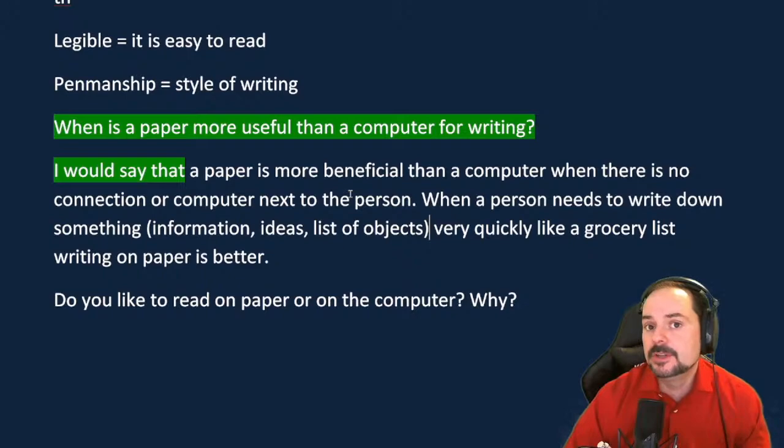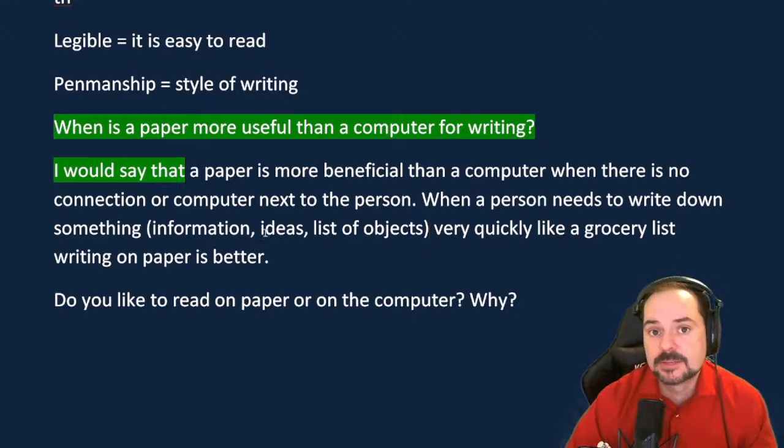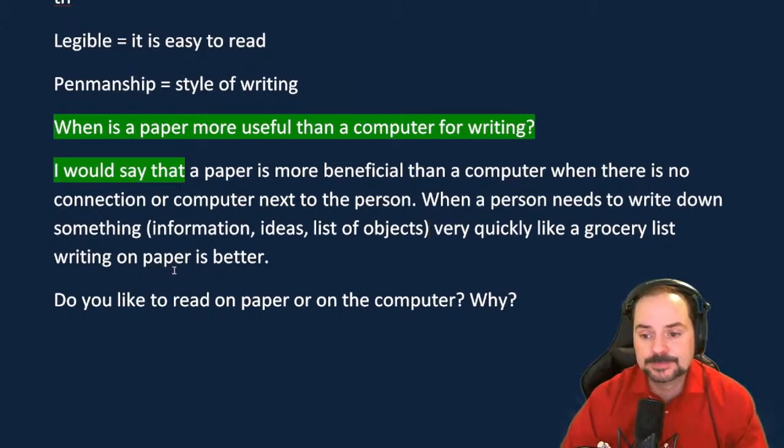So even in the real IELTS, you could say when a person needs to write down something, I mean information or ideas, like a grocery list, writing on paper can often be better because it's more accessible. Okay, can you try that, Carolina? So I'm going to repeat that one more time and then try repeating it, okay? So when a person needs to write down something, I mean information or ideas very quickly, like a grocery list, paper is better.